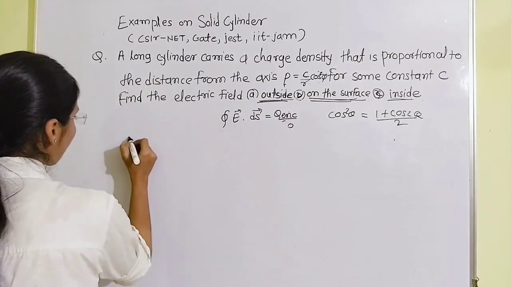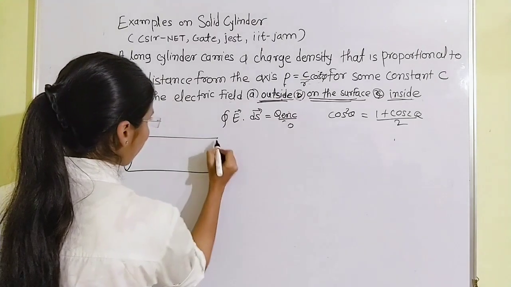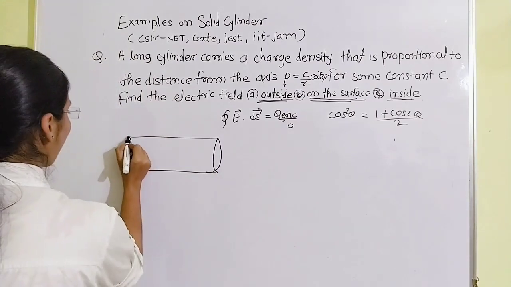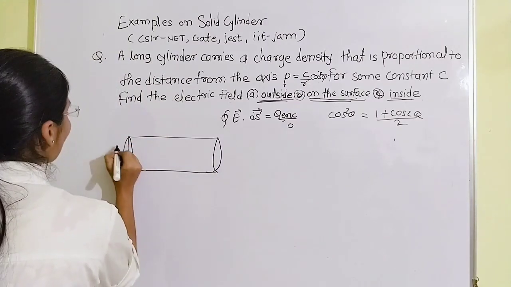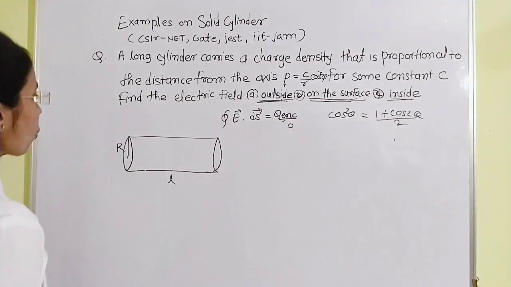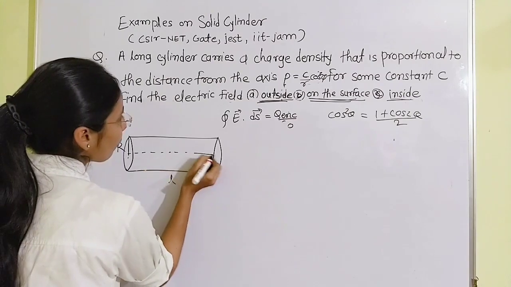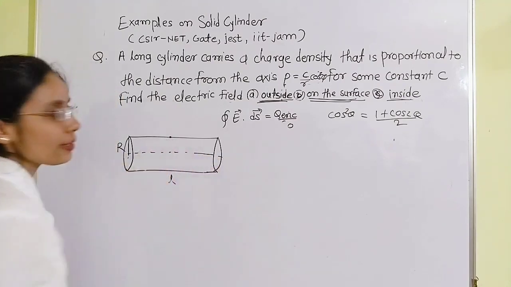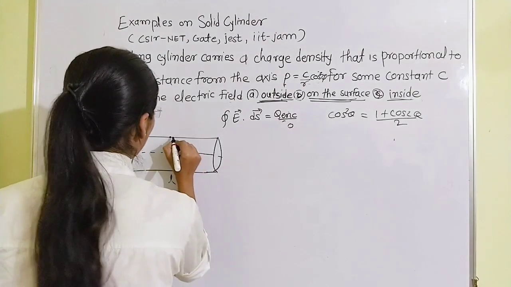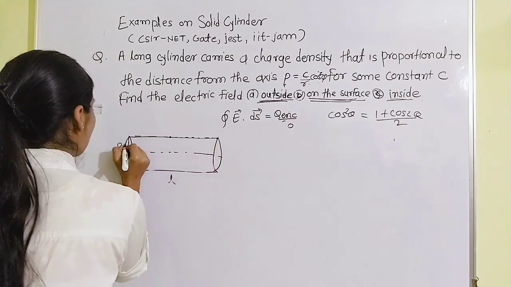So here we have a cylinder. The radius of this is capital R. The length of this is L. So we have to find the electric field on the surface of the cylinder. First we have to draw the Gaussian surface. So the Gaussian surface is on the surface of the cylinder.